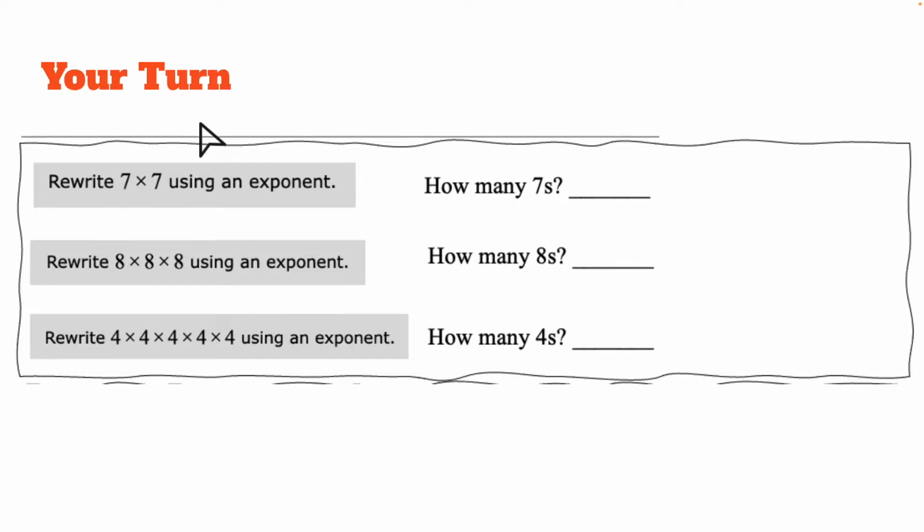Literally I'm just going to say how many 7's are there in this one? Well, there's 2. So I'm going to write 7, that's my base, the number being multiplied, and then my exponent is how many there are. Same thing with the 8. How many 8's are there? There are 3. So I'm going to write my base of 8, and there were 3 of them. And then 4, and it animated a little too quickly there, there were 5 4's, I just have to count them. So I have a base of 4 and an exponent of 5. When they ask you to rewrite using an exponent, that's all they're asking you to do. How many times is it being multiplied? Write what's being multiplied, your base, and then how many times is your exponent.